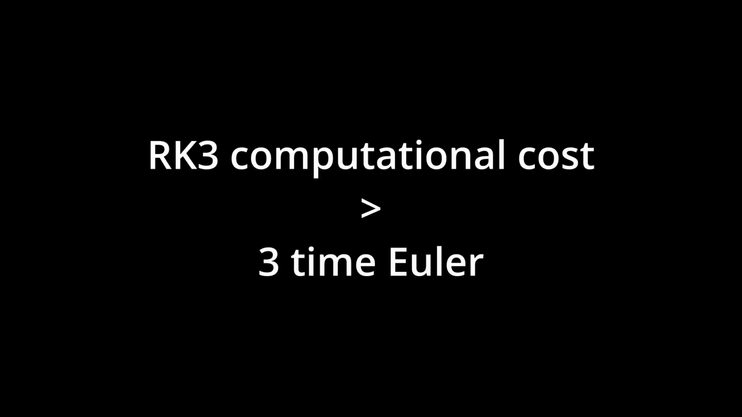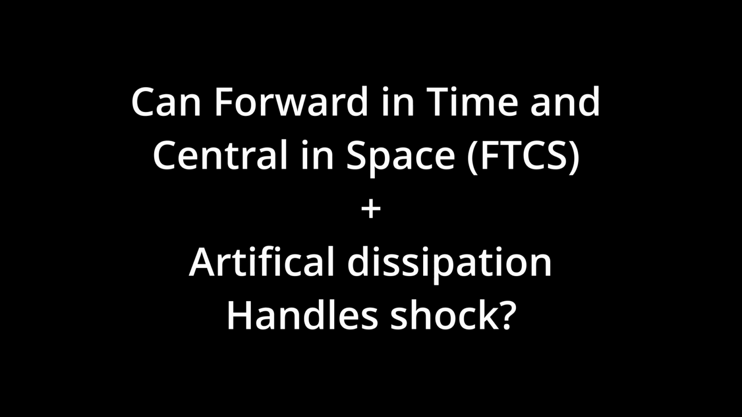Traditionally, we rely on Runge-Kutta methods for stability, but they're computationally expensive. An RK3 scheme costs roughly 3 times more than a simple forward Euler step. So the question is, can we stabilize a cheaper, simpler scheme? Specifically, we'll explore a forward-in-time, central-in-space method stabilized using artificial dissipation optimized by data and still obtain high-resolution results.